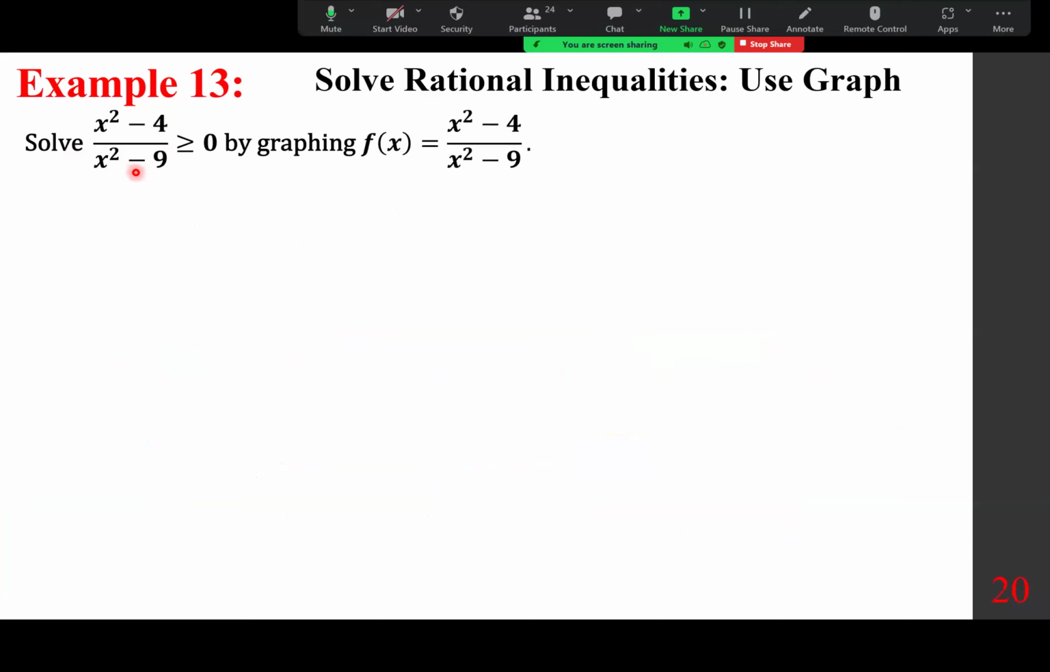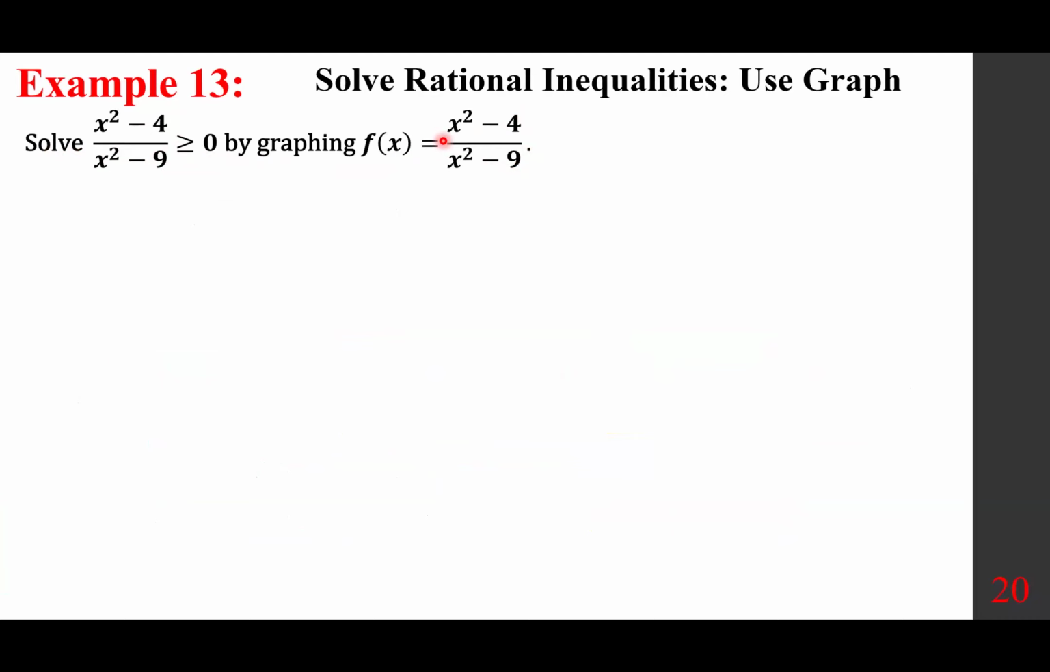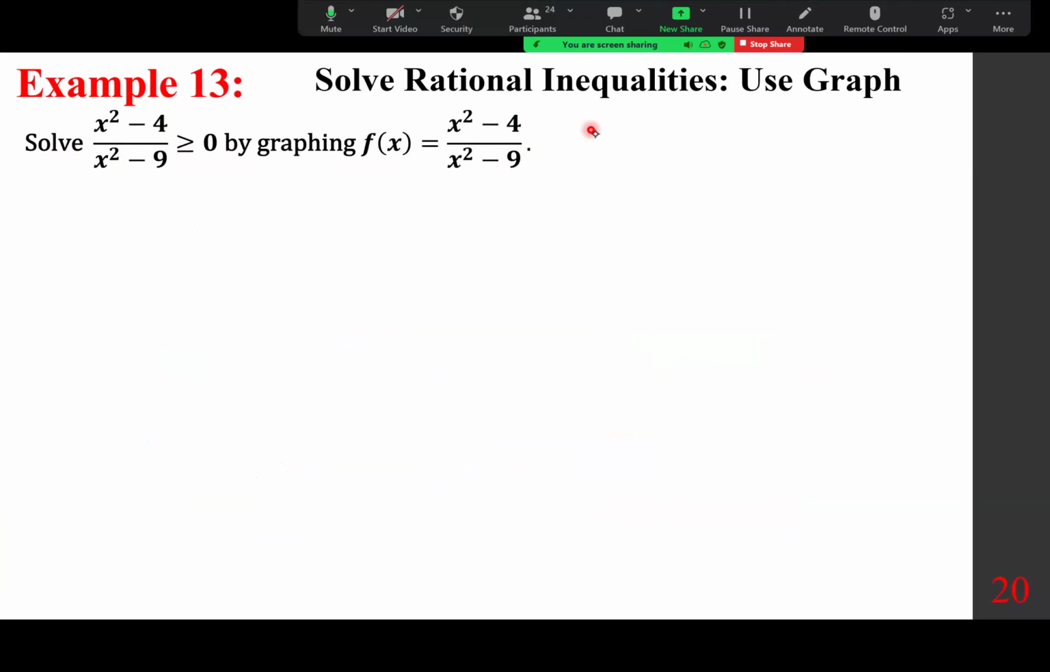Solve (x² − 4)/(x² − 9) ≥ 0 by graphing f(x) = (x² − 4)/(x² − 9). Again, normally we do it by the sign graph. It makes more sense and it's easier. But in any event, let's do it with the graph. To graph this, we are going to first and foremost factor the top and factor the bottom.